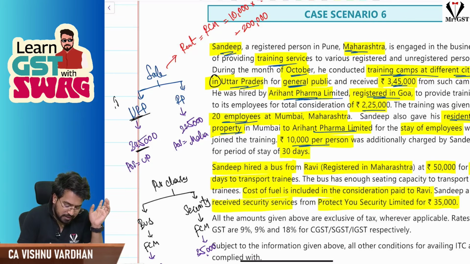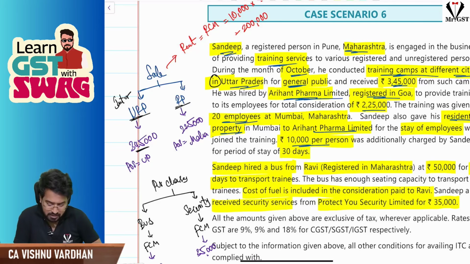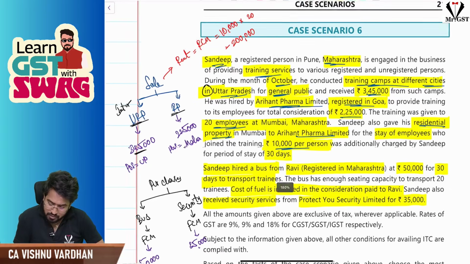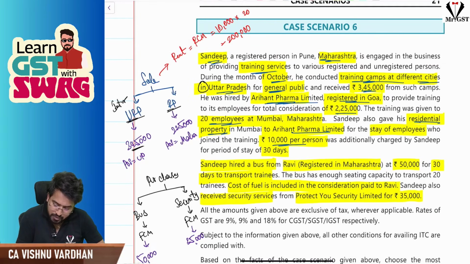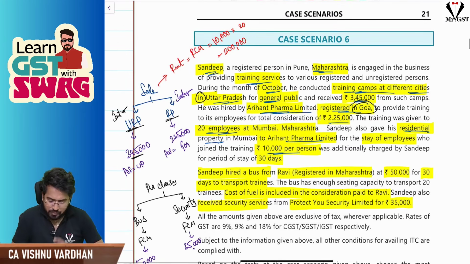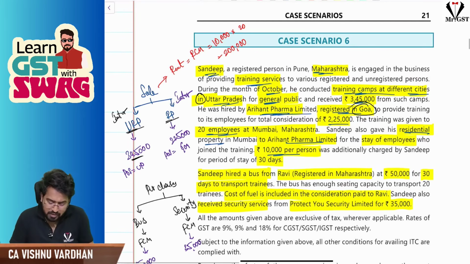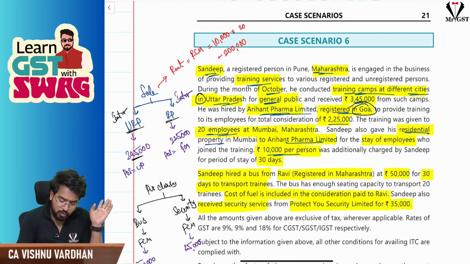This is interstate. And Arihant Pharma Limited is registered under GST, registered in Goa. Sorry. So, here, place of supply is what? Goa. So this is also interstate supply. And now, if you see, he's renting his property where the location of supplier is Maharashtra, place of supply is Maharashtra, because it is related to immovable property. Place of supply is Maharashtra.